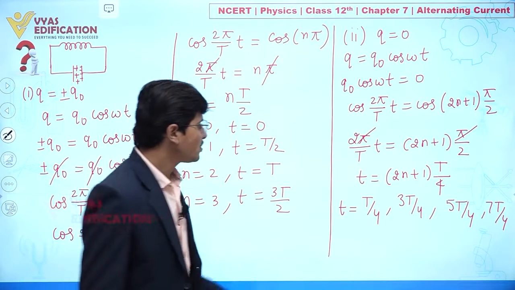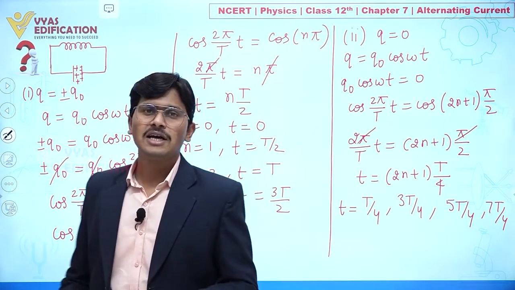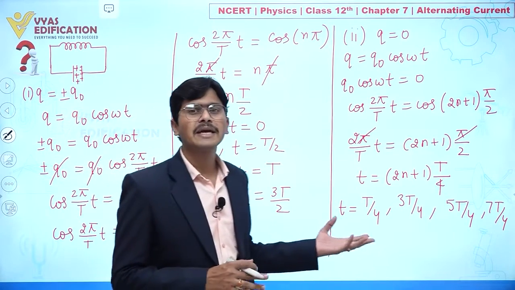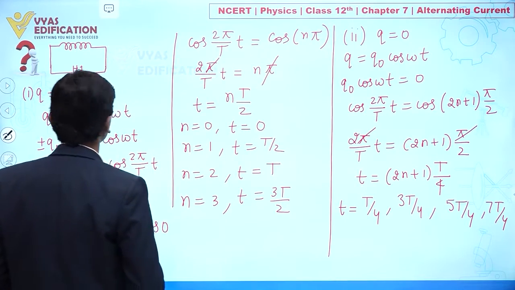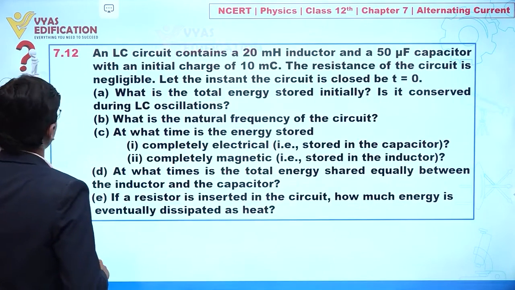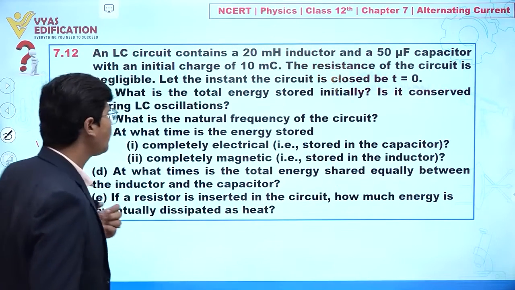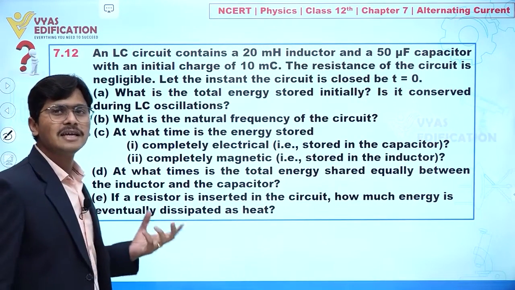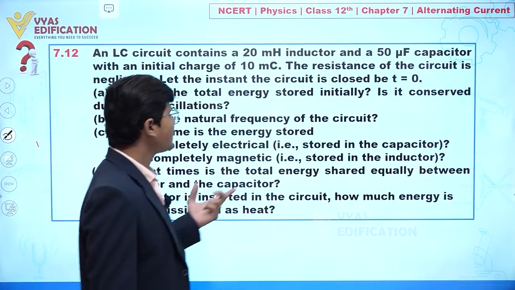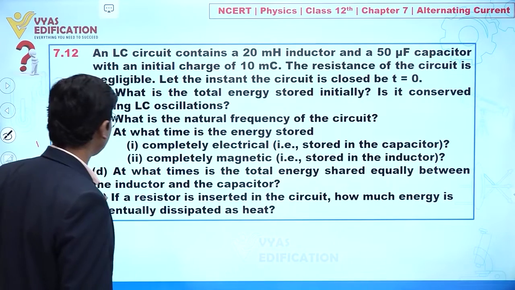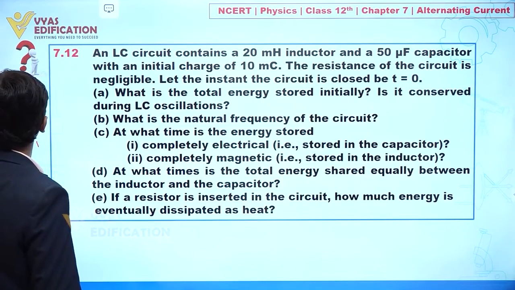So these are the times where you will find all energy stored in the LC oscillation circuit is only magnetic energy. This is all about part C, and we have completely solved part C. Now we are going to discuss part D: at what times is the total energy shared equally between inductor and capacitor? So now concentrate.